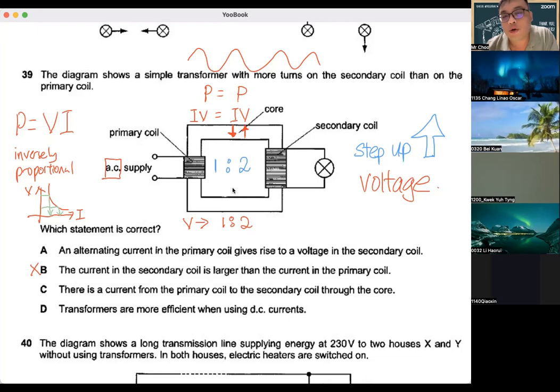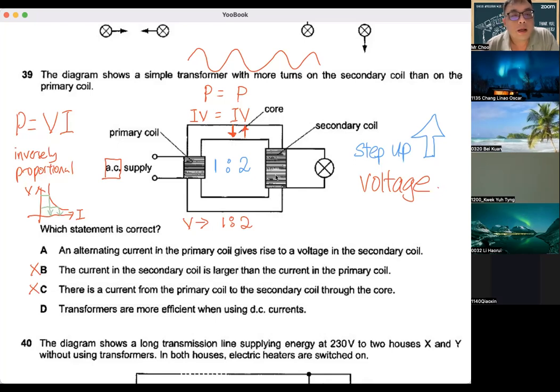So when there is more coil, the voltage goes up. But because you cannot create energy or power from nothing, let's assume there's no loss. As the voltage goes up, your current will come down, so your power remains the same. In real life, you will not be 100% efficient; there will be some loss. But this is how a transformer works. There is no current flowing from the primary coil all the way to the secondary coil. So C is actually wrong as well.